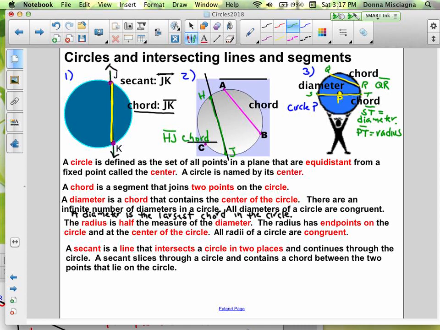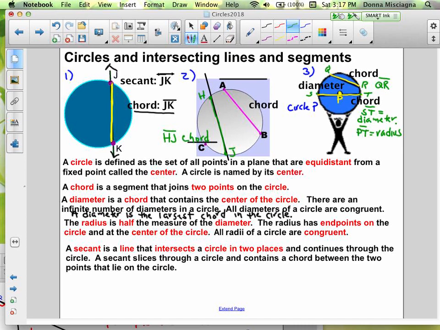Goes from the center to the edge. And there's an infinite number of radii, just like there's an infinite number of diameters. A secant is a line that intersects a circle in two places and continues through the circle. A secant slices through a circle and contains a chord between the 2 points that lie on the circle.